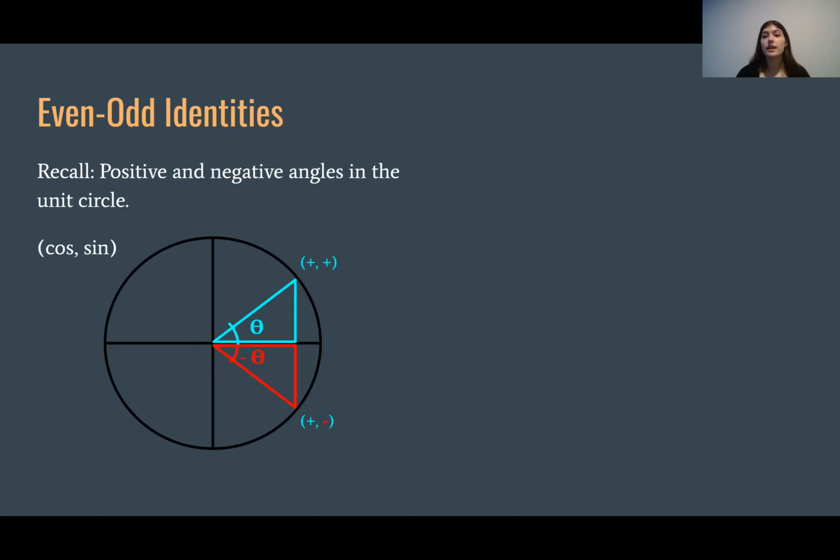So that is the cofunction identities. Now we're going to take a look at the even and odd identities, all right? This one I think is going to feel the most foreign.